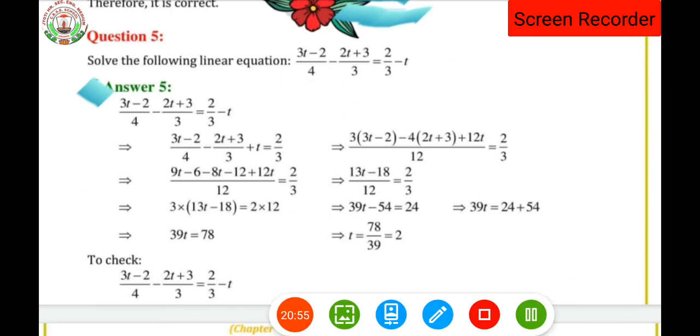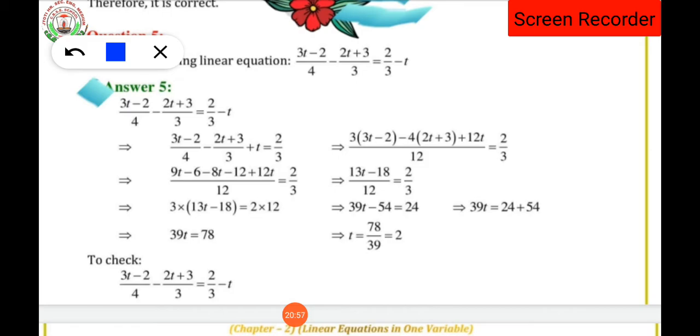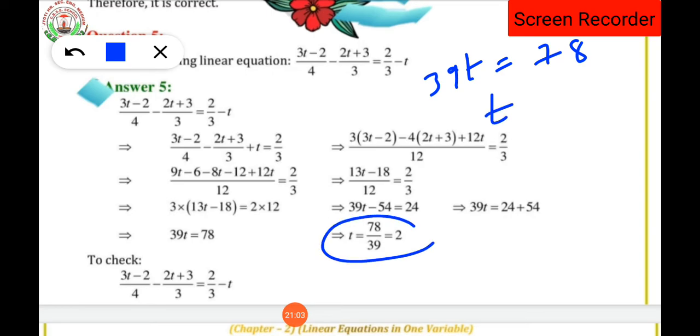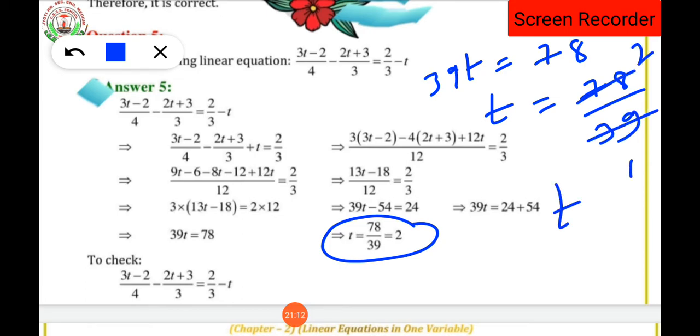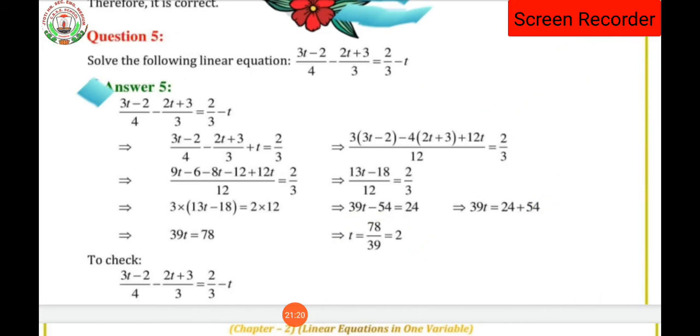So what is the value of 39t equal to 78? We will get the value like this. Then t is equal to 78 upon 39. Now 39 ones are 39 and 39 twos are 78. So t is equal to 2. We will get the value. Clear everyone? So the value of t we got is t equal to 2.